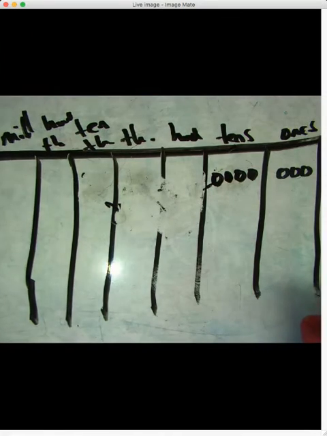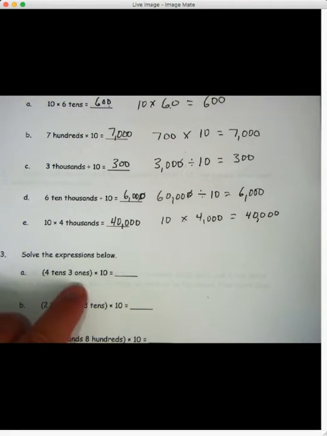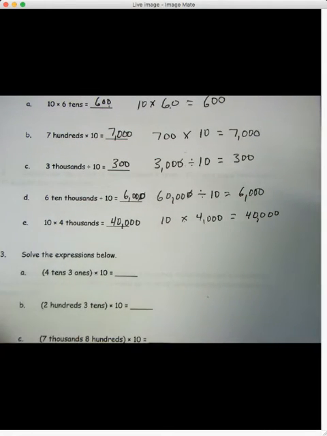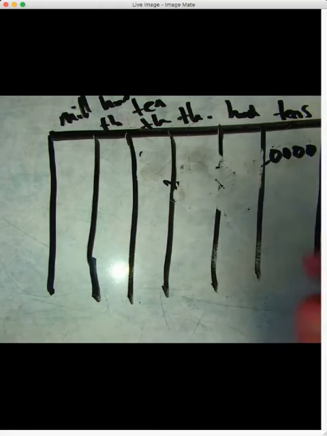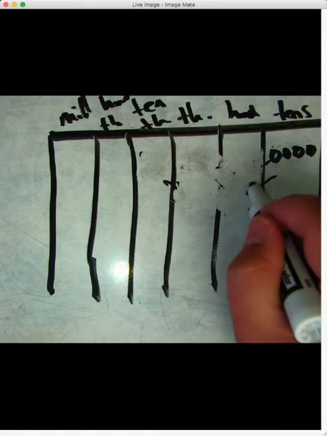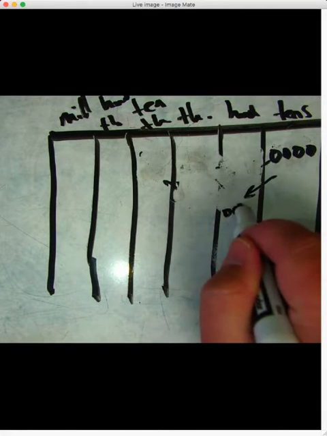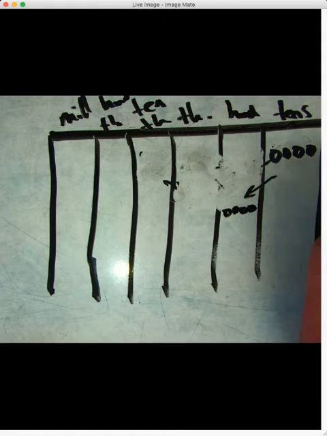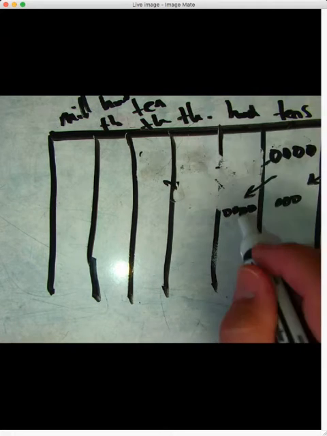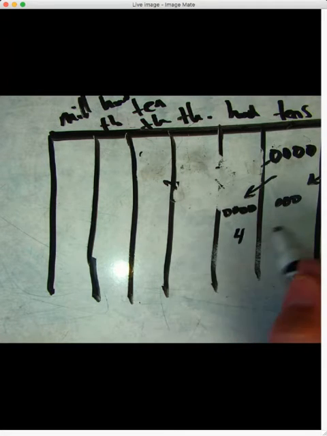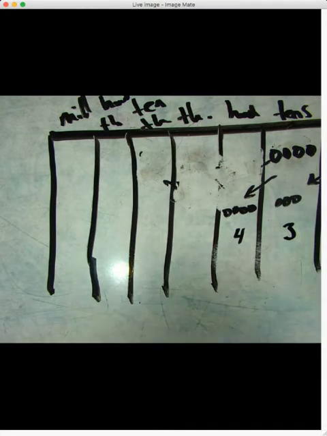Let's look at the problem again. 4 10s and 3 1s times 10. We're moving it to the left. So those 4 10s become 4 hundreds. And those 3 1s become 3 10s. So that becomes 430. That's what it's going to be.